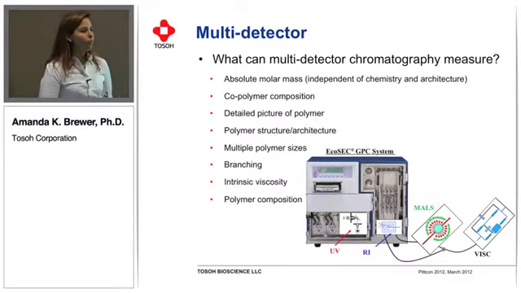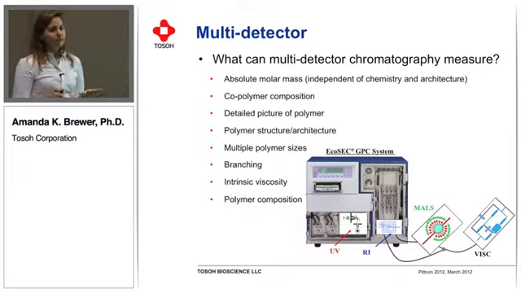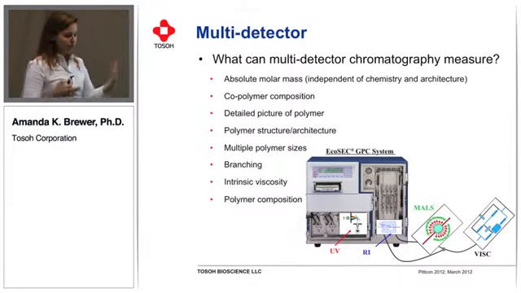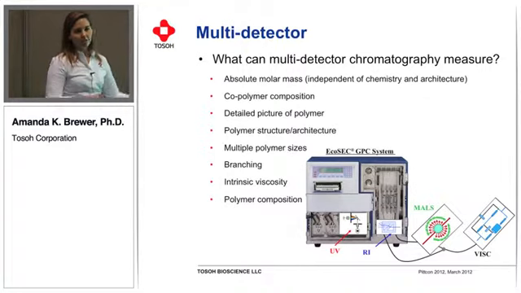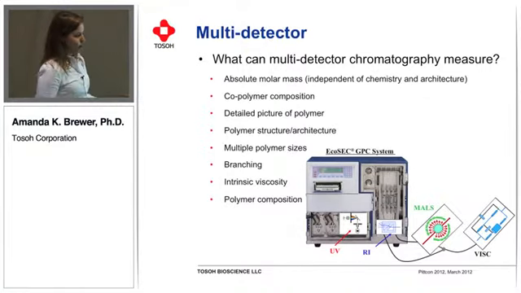So why should we move to a multi-detector setup? Well, first of all, it's fairly easy in your lab to move from a single detector to a multi-detector setup. In our lab, we have the EcoSec with our 2 detectors that are housed within the unit, and then we've simply added 2 external detectors. You can add as many external detectors as you want. We have a light scattering detector and a viscometer. You can add an FTIR, you can add anything that you want onto the back end of the system.